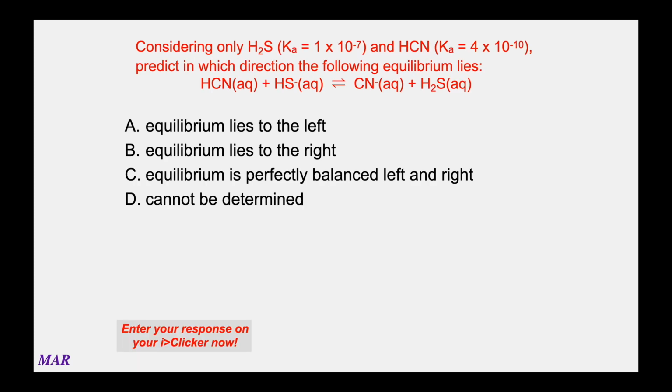If you consider only the H2S and HCN equilibrium, and there's two Ka values right there, predict in which direction the following equilibrium lies. And this reaction is hydrocyanic acid reacting with hydrogen sulfide to make cyanide and H2S, which is hydrosulfuric acid. Anyway, the answers: equilibrium lies to the left, reactant side; equilibrium lies to the right, product side. It's perfectly balanced between left and right, or it cannot be determined.